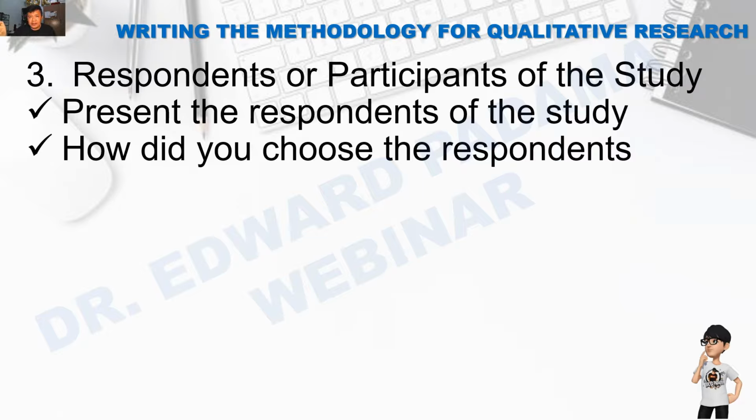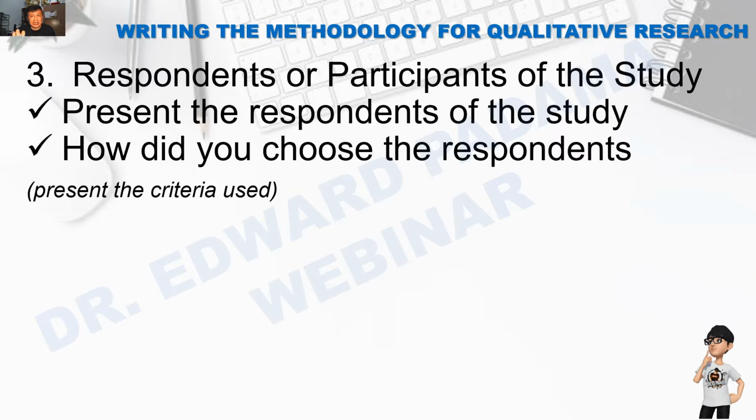Discuss nyo na. They were chosen using the following criteria. Sino ba yung mga kailangan ninyo? So, ito bang mga respondents na ito nag-fit doon sa mga kailangan ninyo? So, again, we have a reminder here. Present the criteria used in choosing the respondents. So, dapat magiging congruent ulit yan. Dapat magiging aligned siya. Kung ano yung criteria ninyo, sila dapat yung respondents na nakuha ninyo.